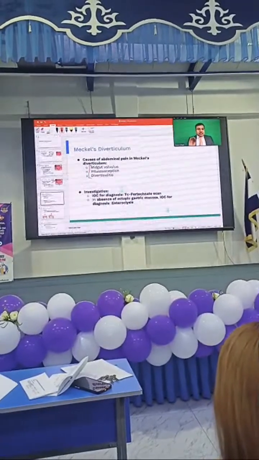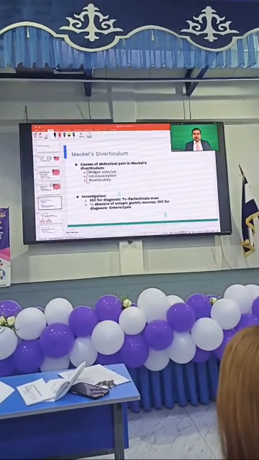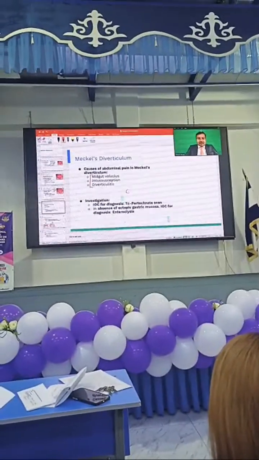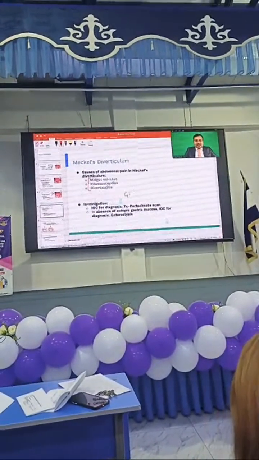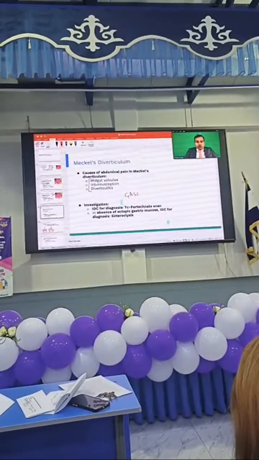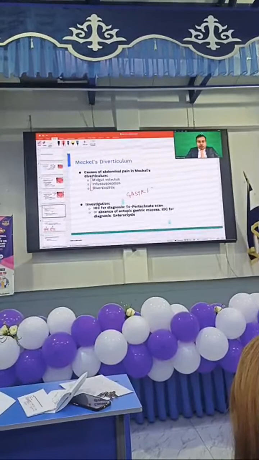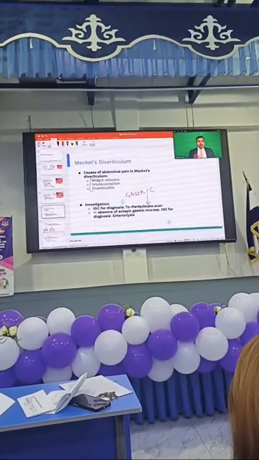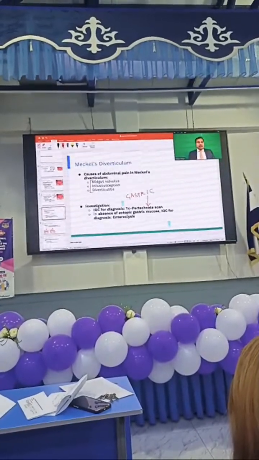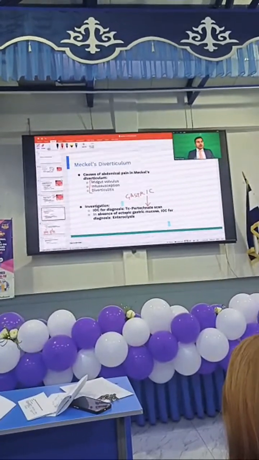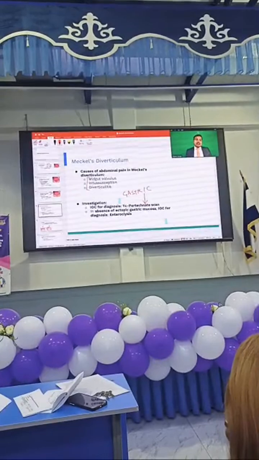Clear, guys? But what is the unique thing in Meckel's diverticulum? The unique thing is the presence of ectopic gastric mucosa. Since there is gastric mucosa, we have to detect it. With which investigation can we detect it? Technetium pertechnetate scan. So by technetium pertechnetate scan, we detect gastric mucosa.